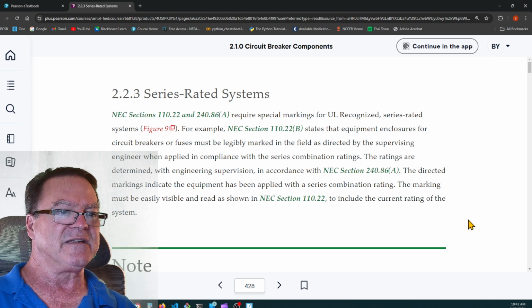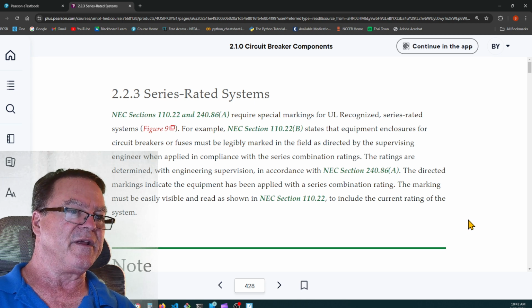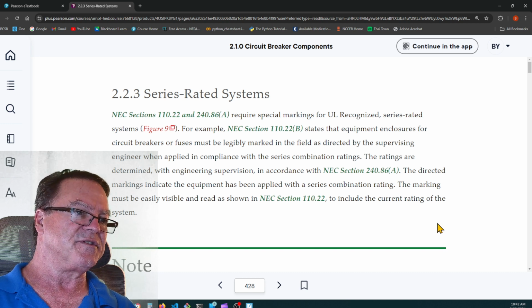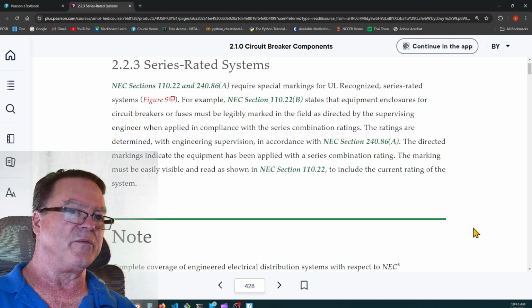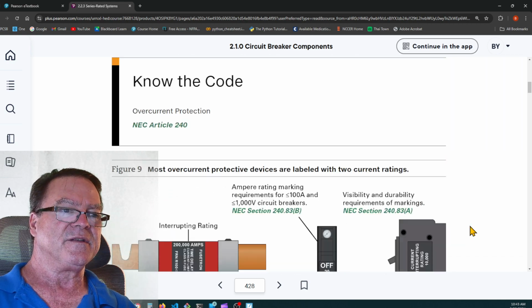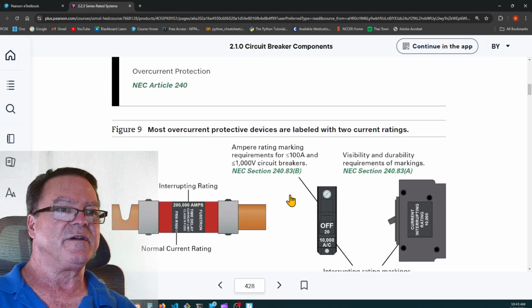The marking must be easily visible and read as shown in section 110.22 to include the current rating of the system. So let's see if they'll show us. Oh, well, here are a couple.